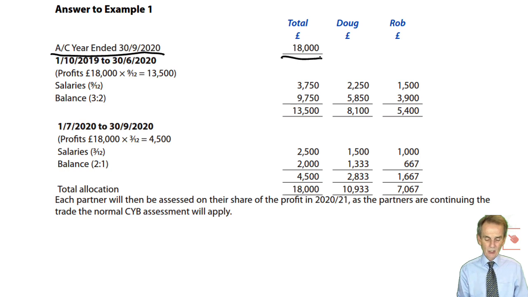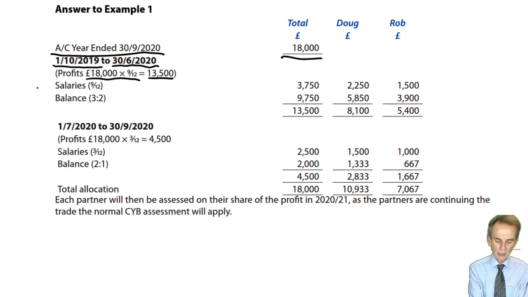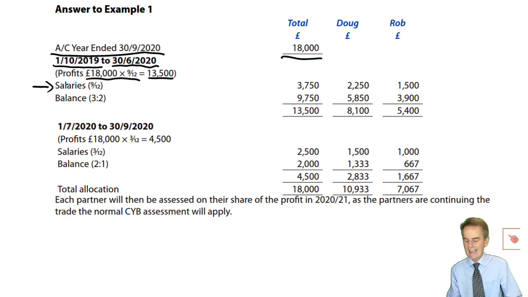period. So we know that from the 1st of October 2019, the start of that period, through to the 30th of June 2020, it was the old agreement, shall we call it. And that was a 9-month period, so 9 months of 18,000, £13,500, is now to be split. What gets first share of those profits? Any salaries. Thereafter, any interest on capital, and only then any balance in a profit sharing ratio.